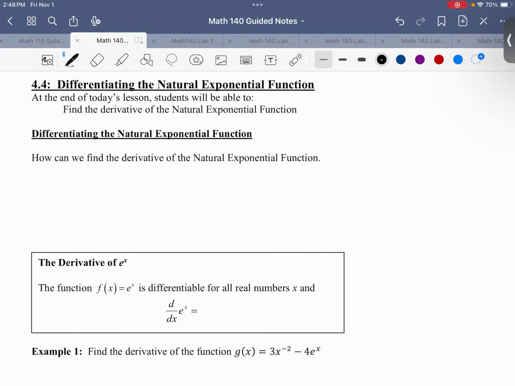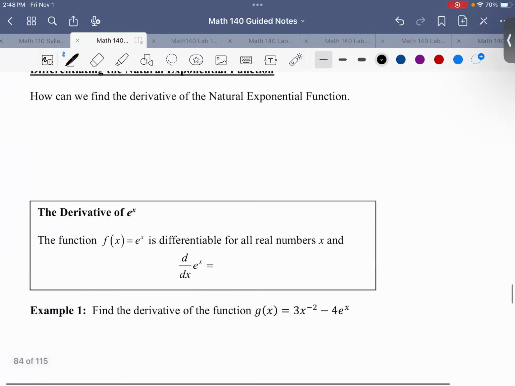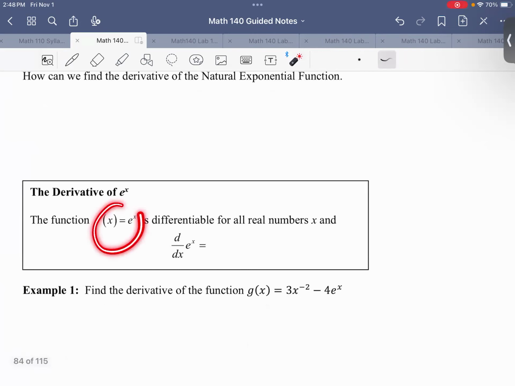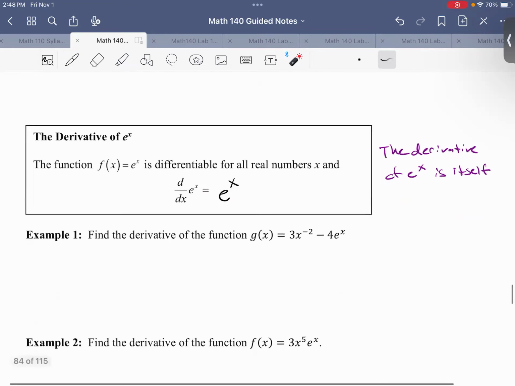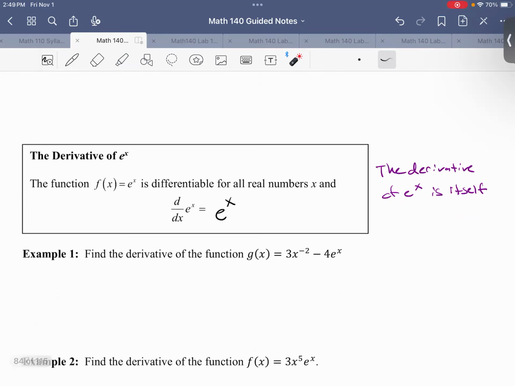In today's lesson, we're going to find the derivative of a natural exponential function. Here is the derivative of e to the x. The function e to the x is differentiable, so what does that mean? That means that the derivative of e to the x is itself. The derivative of e to the x is just e to the x. Let's check out some examples applying this new derivative that we've learned.